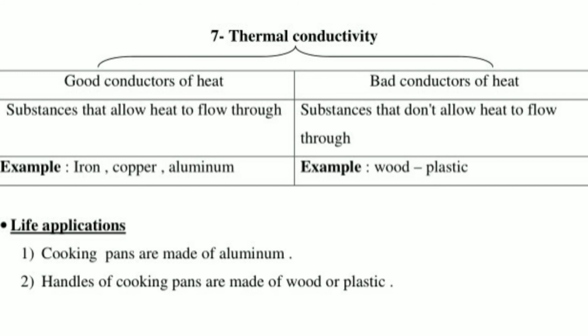And now with thermal conductivity. Good conductors of heat are substances that allow heat to flow through, such as iron, copper, aluminium. But bad conductors of heat are the substances that don't allow heat to flow through, such as wood, plastic. Give reason: cooking pans are made of aluminium because it is a good conductor of heat. But the handles of cooking pans are made of wood or plastic because they are bad conductors of heat.